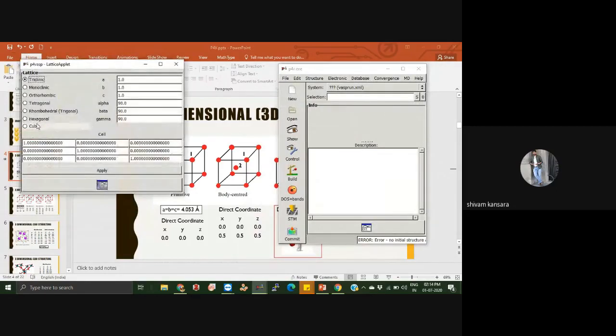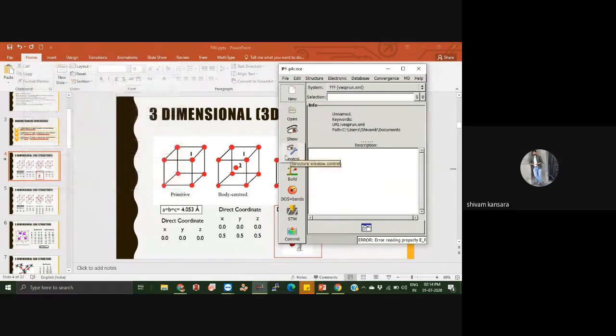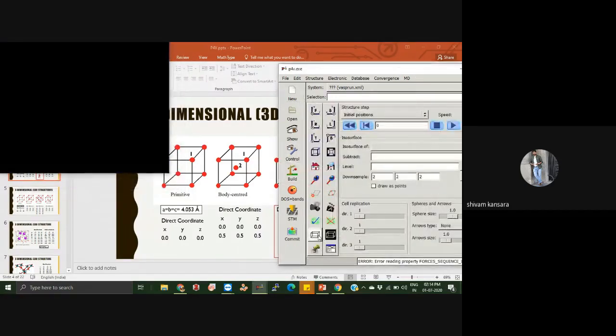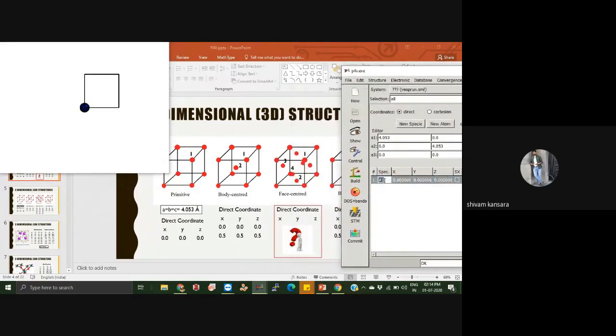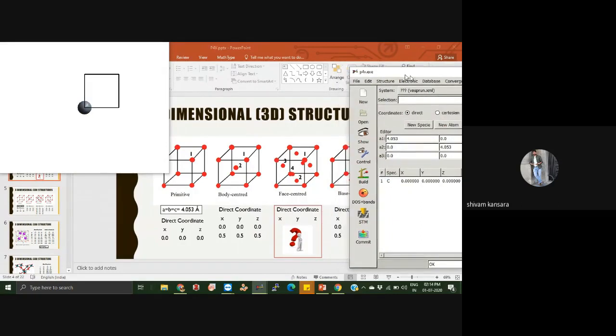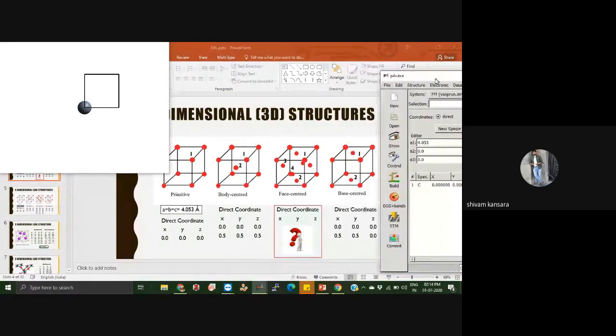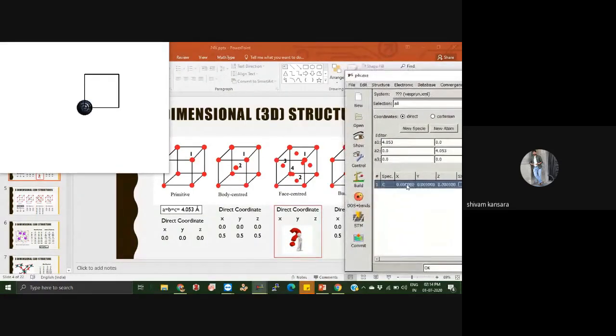Lattice, and this is cubic. I have just considered the lattice constant 0.453. Then apply, and this is how to control, and we keep it white. Build the new atom, fine. And here, just press C.